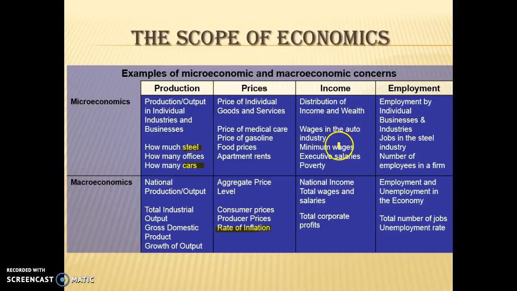Distribution of wealth, we're looking at minimum wages within particular industries, wages in particular industries, what executives are getting paid in particular industries, where in terms of macroeconomics we're looking at national income and total wages and salaries. What's the total amount that Australian producers are getting paid or workers are getting paid? And employment in individual industries, where macro is looking at the total level of unemployment.